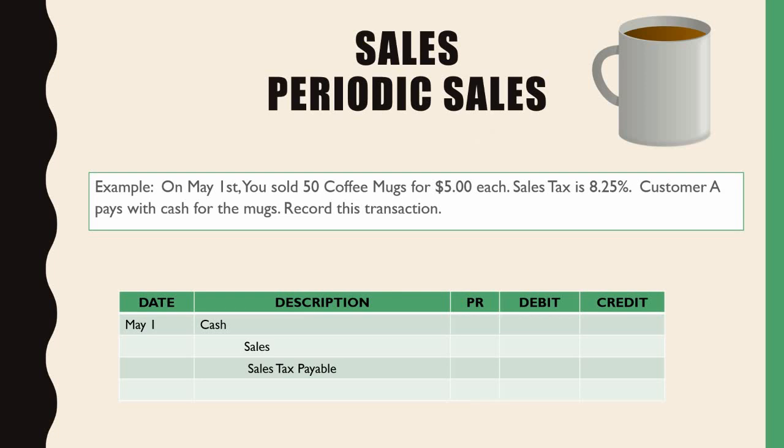We are increasing our asset because we received cash. We're increasing our sale, which is a credit, and we're increasing our liabilities, which is the amount of money that we owe to the government. So with that, you did calculate that, so good. So we should get a total of $270.63. Okay, so for the sales itself, it's going to be the selling price times how many items that we sold, which is $250. We're going to multiply it by the 8.25% to give us a total of $20.63 of tax. Okay?